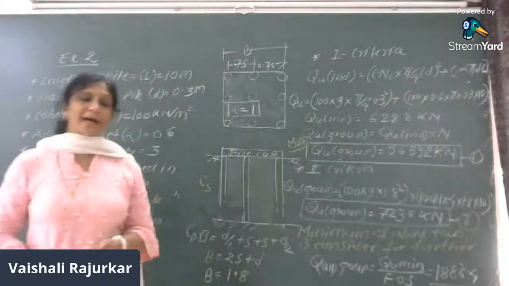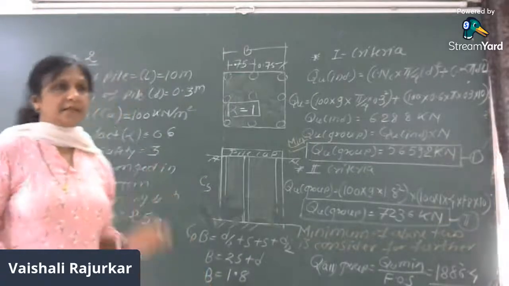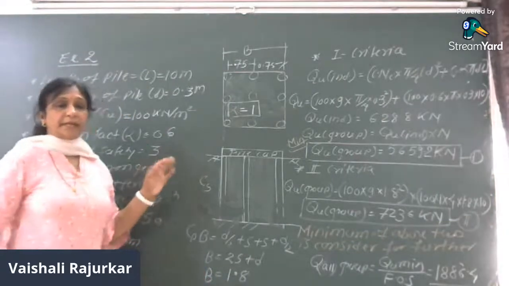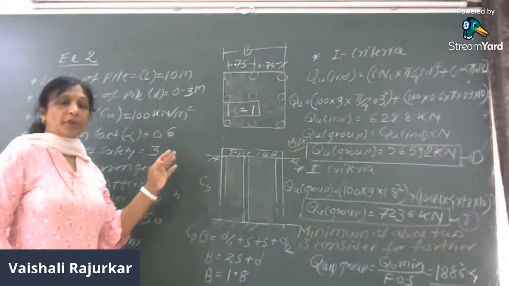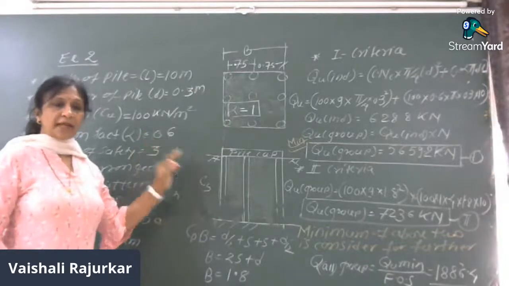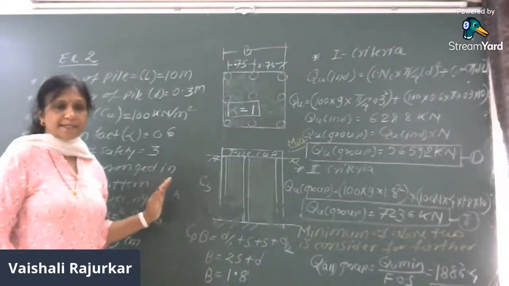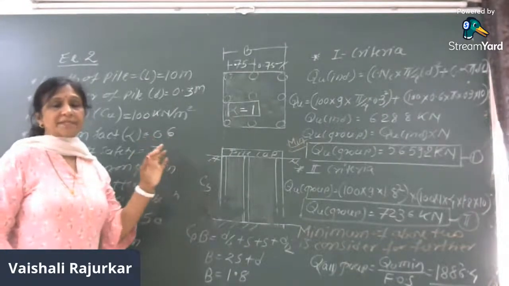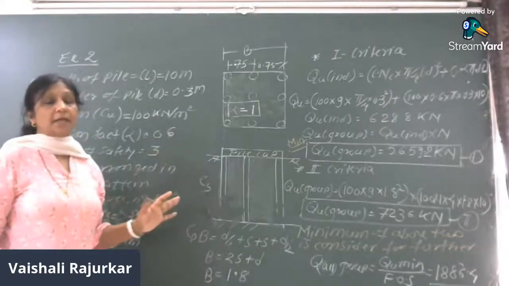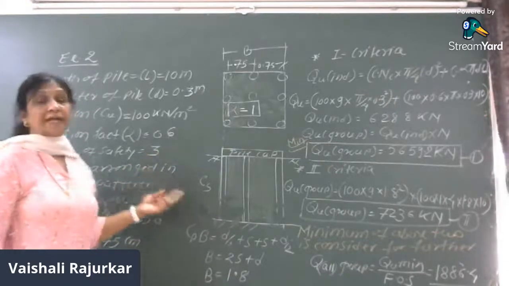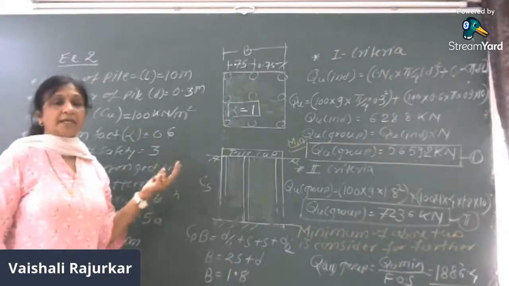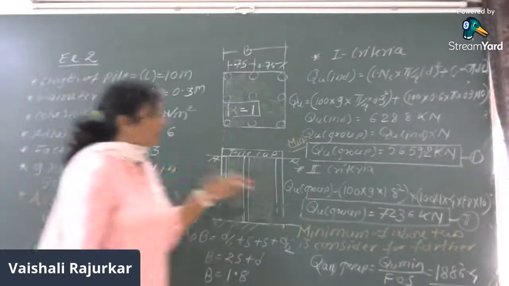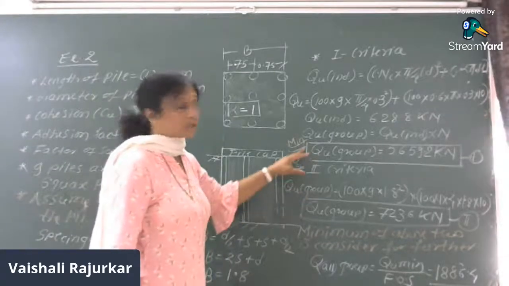So these types of answers may be asked in the examination. Many times it may be mentioned to find the load carrying capacity for an equal spacing or an optimum spacing. Find the load carrying capacity for the optimum spacing. In that case, you have to find out the equation in terms of S, and then you just have to equate these two values.